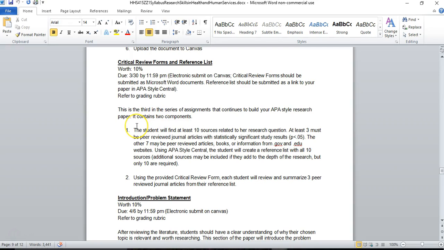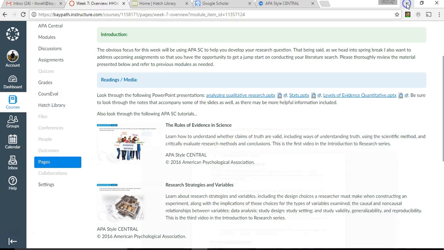I won't go into too much detail here, but you can read this for yourself. The biggest thing first off will be right here, finding at least 3 peer-reviewed journal articles with statistically significant results, and you see the p-value there. So we'll talk about that a little more now.